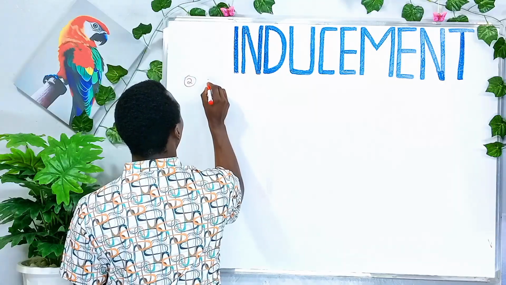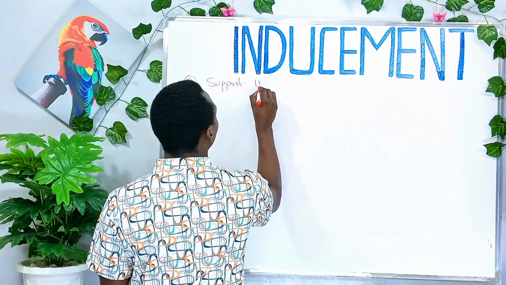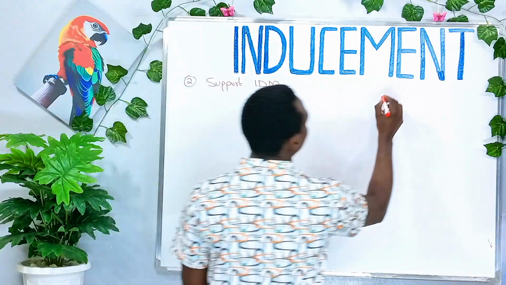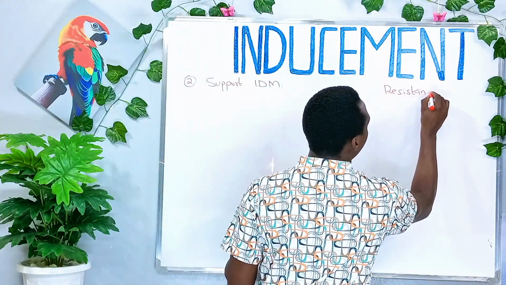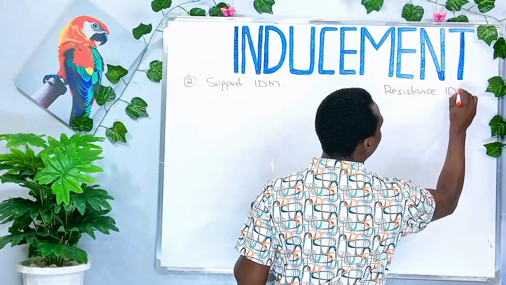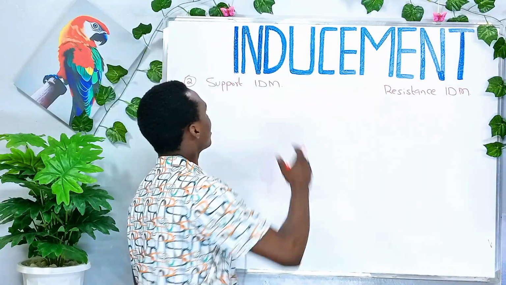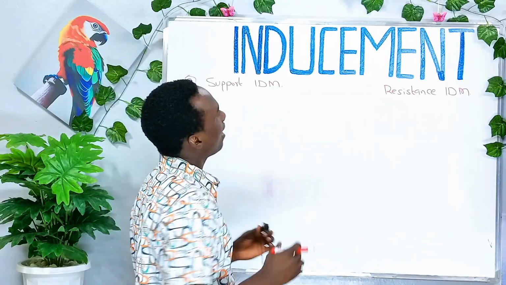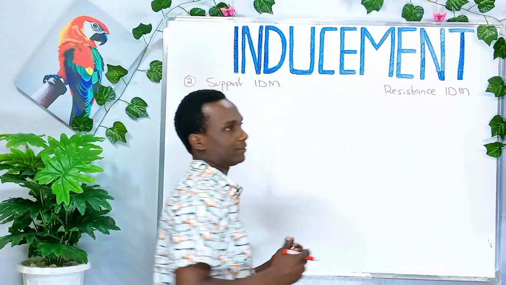Secondly, we will be looking at support inducement and resistance IDM, for inducement. Support inducement happens and resistance inducement happens.